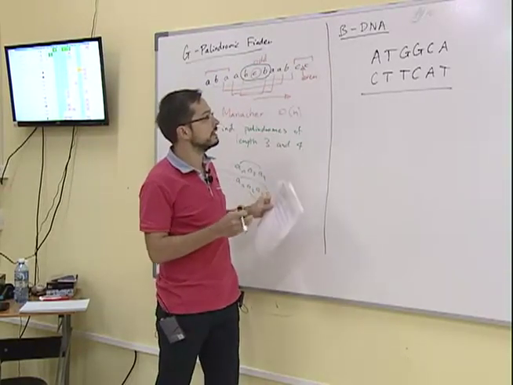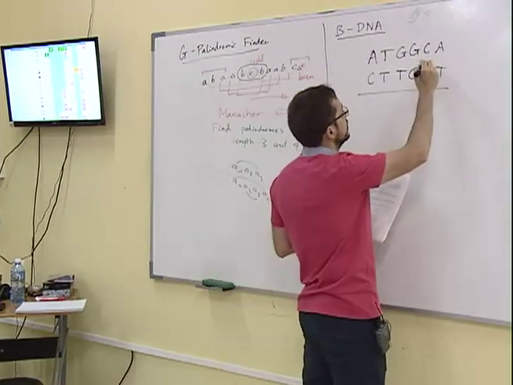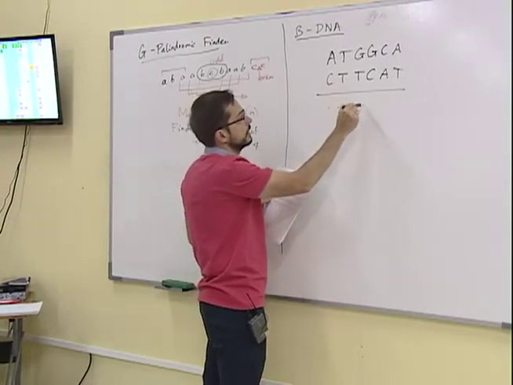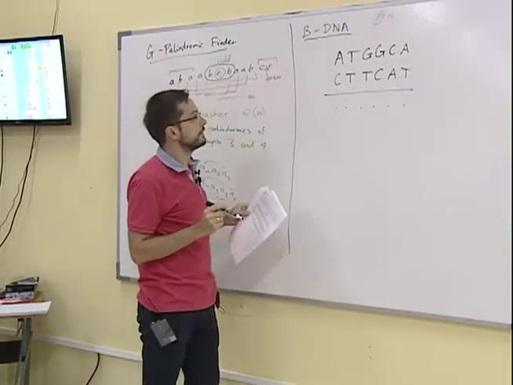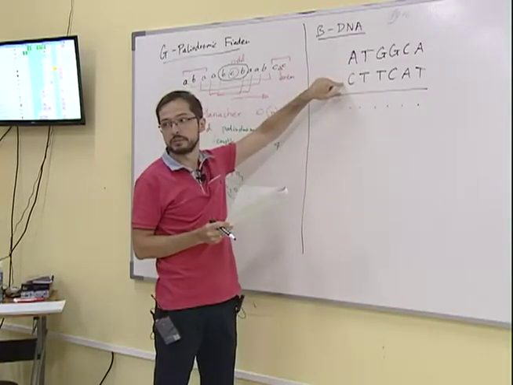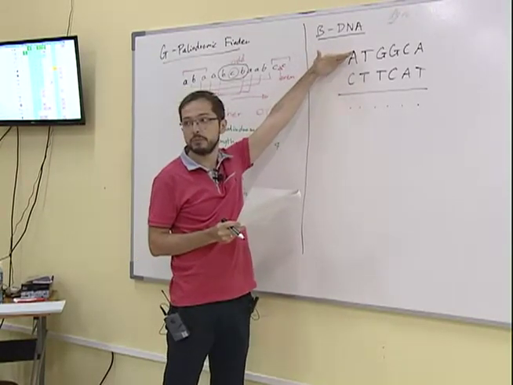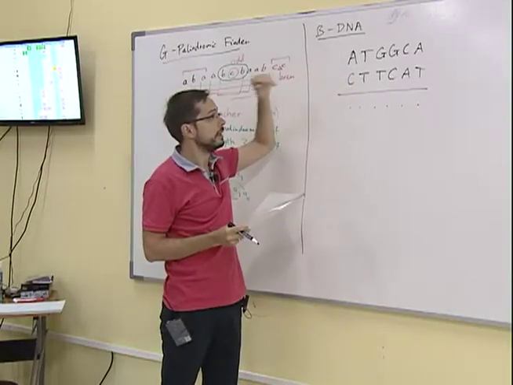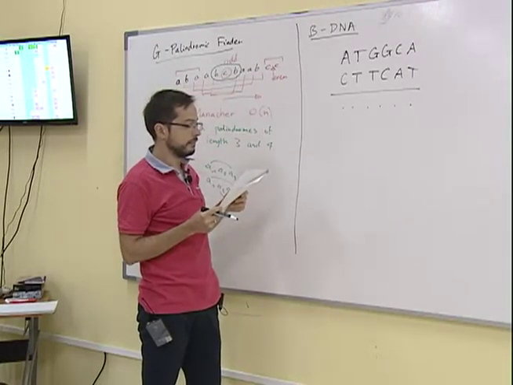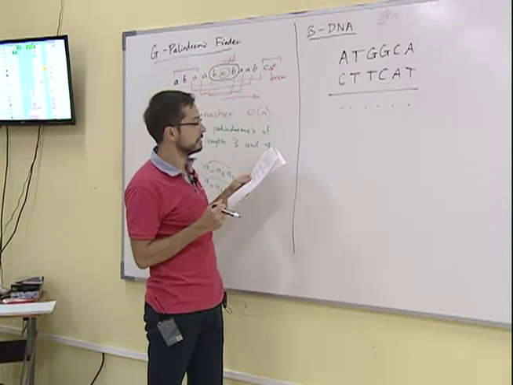Basically, these strings are of even length. And for every position in the offspring string, you need to either take a letter from the top string or a letter from the bottom string. But you have to take exactly half of the letters from the top and half of the letters from the bottom. Okay, we'll go to the detail soon.